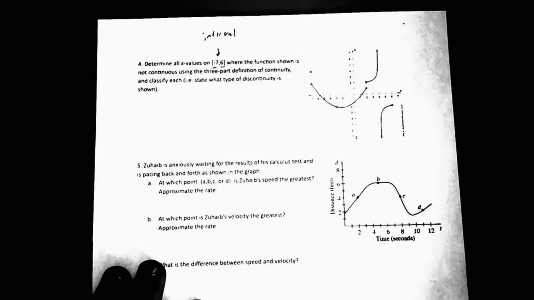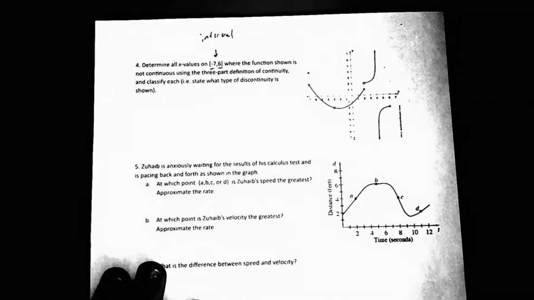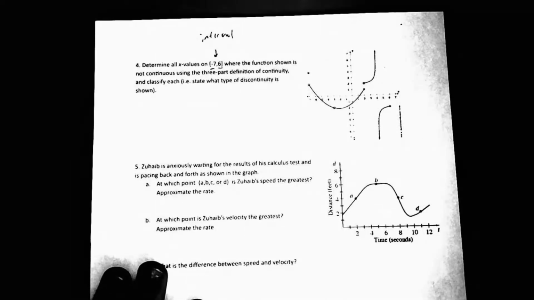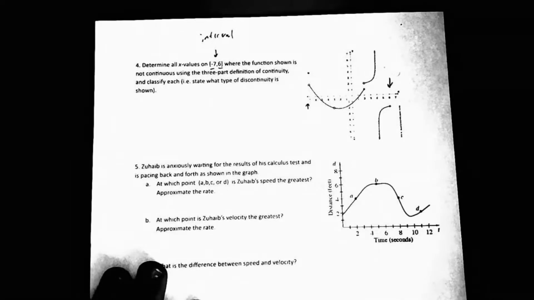Backside. Number 4, determine all values from negative 7 to 6. This is not an xy coordinate. This is an interval. It's saying everything from negative 7 to 6, where the function shown is not continuous using the 3-part definition of continuity. State what type of discontinuity is shown. So we're going from negative 7 over here to 6, where are we discontinuous?